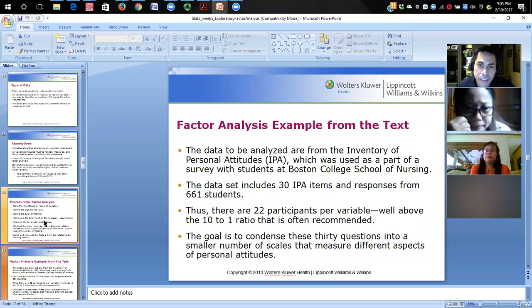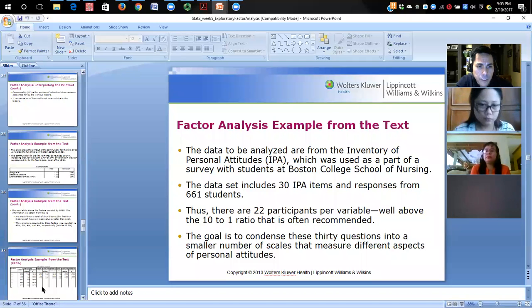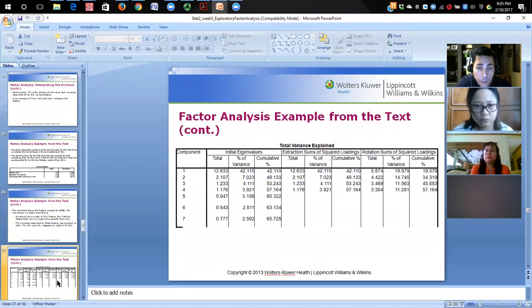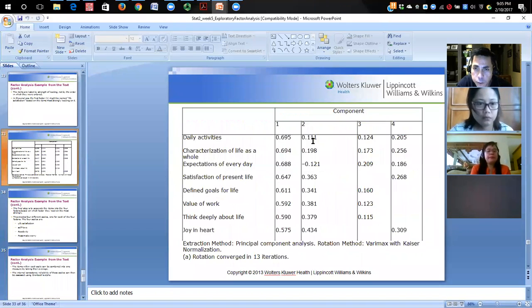They said that they have a data set that includes 30 initial items. And so they have 30 items, and that's quite a lot in their inventory of personal attitudes. So here, when we looked at the final factor that they choose in 4, I think because there's a cutoff here, we don't see what else is at the bottom.